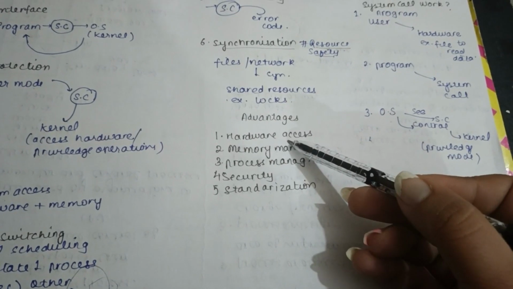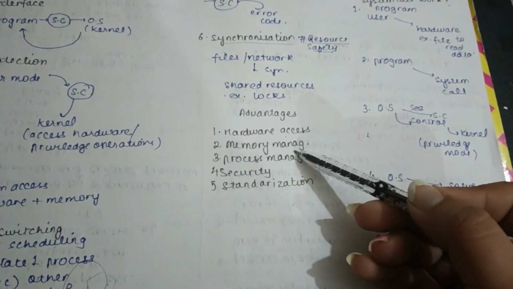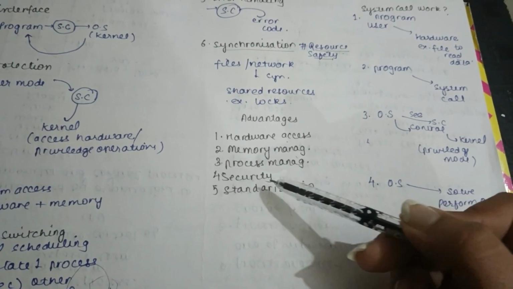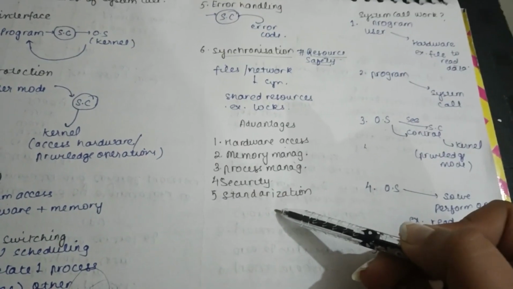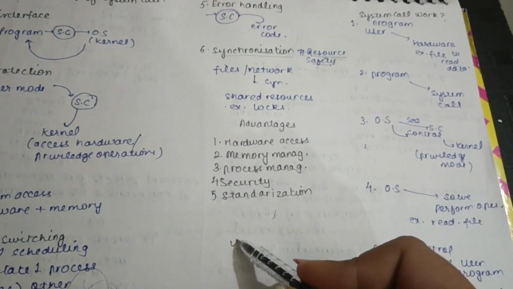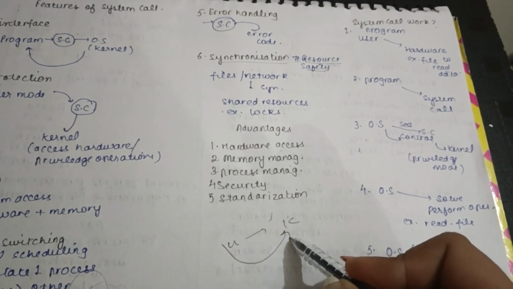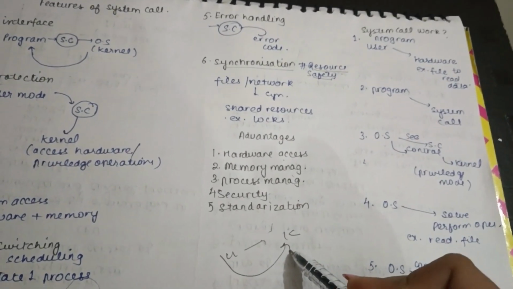And what are the advantages? That's already covered. We have access to the hardware, we can use memory management, process management, security and standardization. Standardization means it provides a standard way of working, because user mode has to enter into kernel mode in order to access the standard resources of the computer.